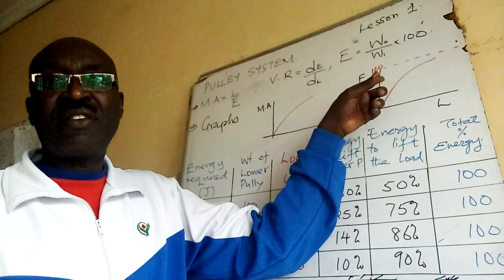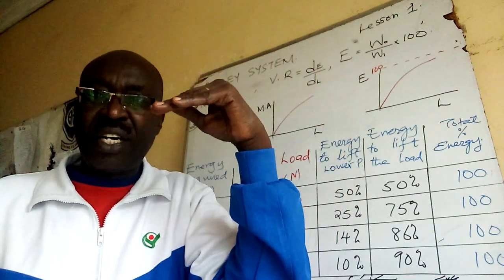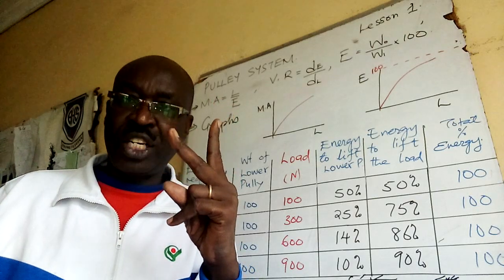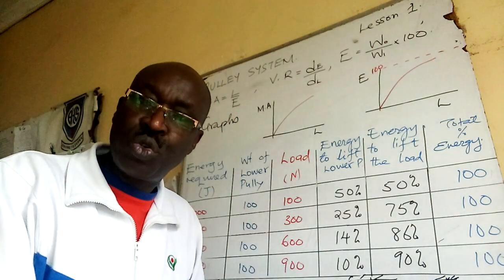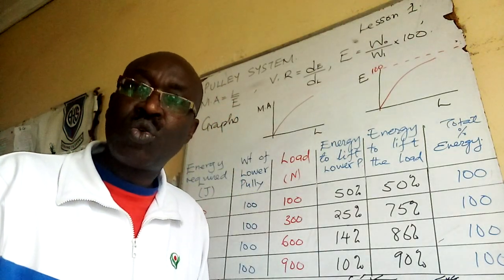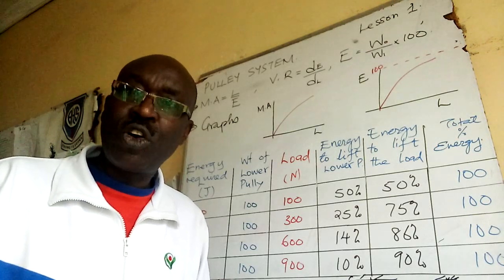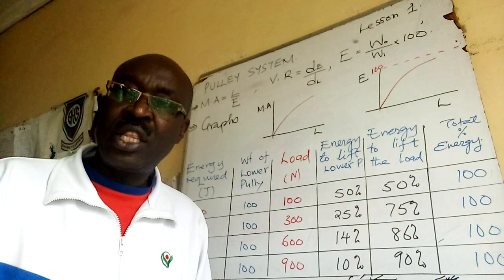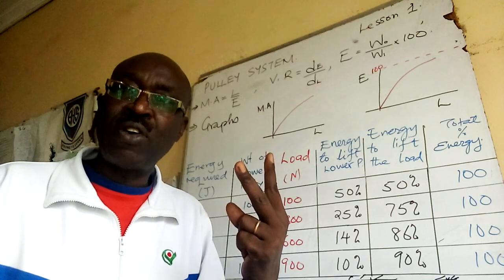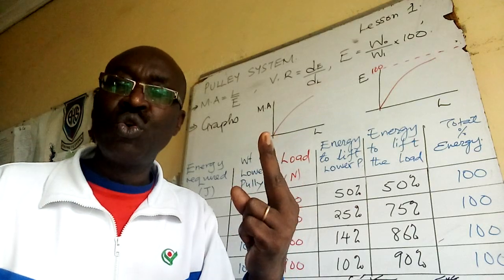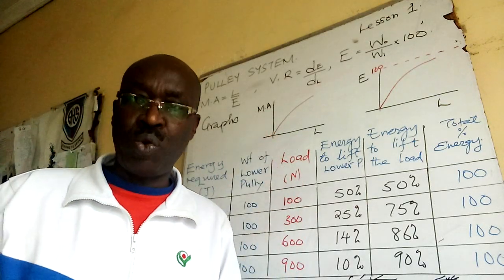Now, the major thing we attribute to this graph reaching a level and trying to be horizontal is because of two things. Whatever input you do to make the load move, unfortunately, there will be two things for you to overcome: one, friction, and two, the weight of the lower pulley.